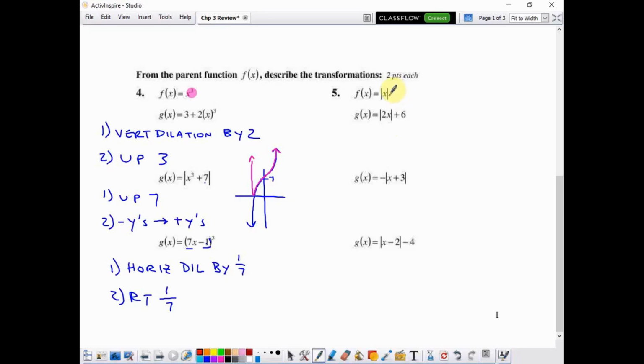Our next set of transformations, the original function here, the parent function, is the absolute value of x. So anything that happens inside the absolute value is horizontal. Anything outside the absolute value is vertical. Here we have multiplying by 2 inside of the original function. So that is a horizontal dilation by 1/2. And then outside there's a plus 6. That's a vertical translation, which means it moves up 6.